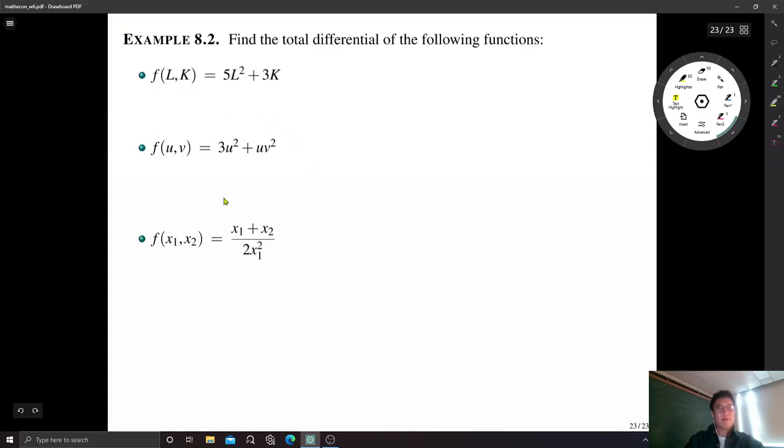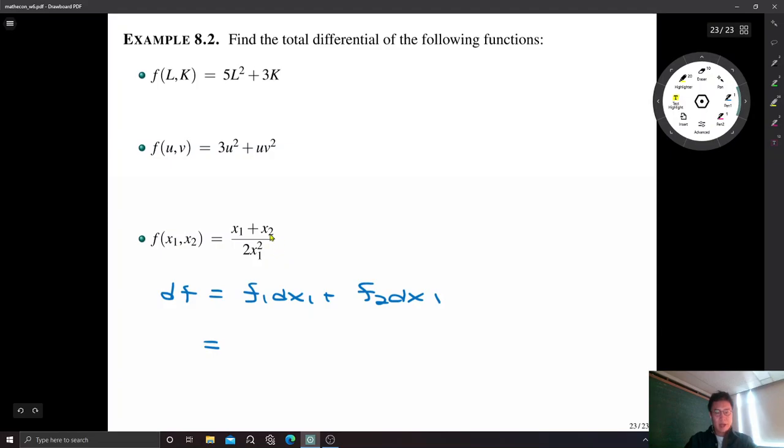All right, we have 3 more exercises, and let me do just one. So let me do this one. Okay, it looks the most complicated. So f is given by a function of x1 and x2. So df is f sub 1 dx1 plus f sub 2 dx2. Now f sub 1.